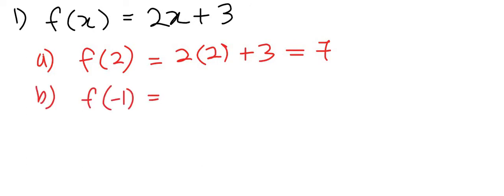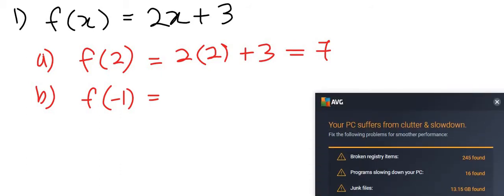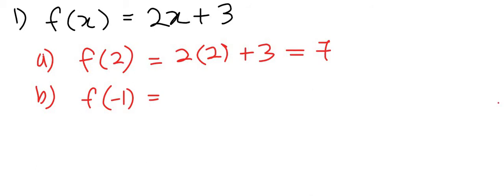Okay, then let's look at the second question. We want to find the image when the object is equal to -1. You do the same thing, so just put the -1 into the function, and that gives you 1.